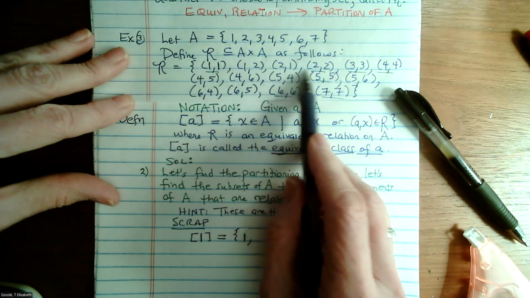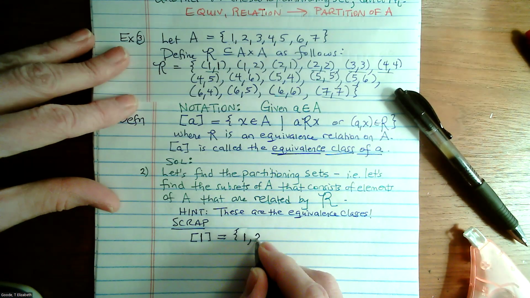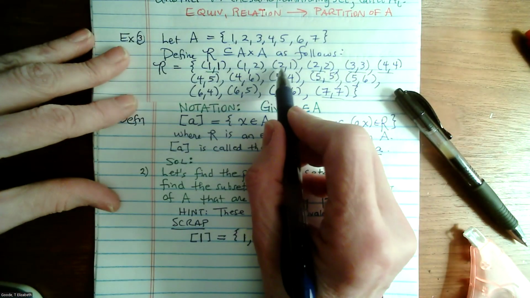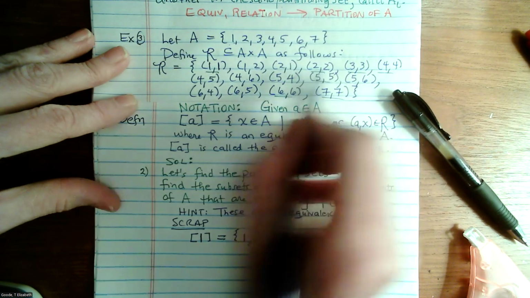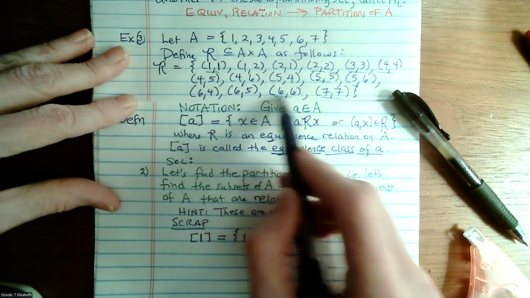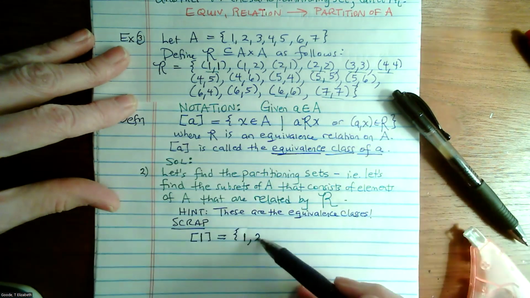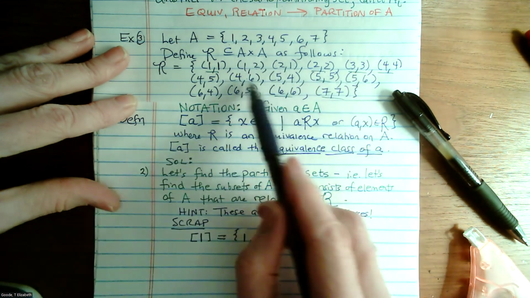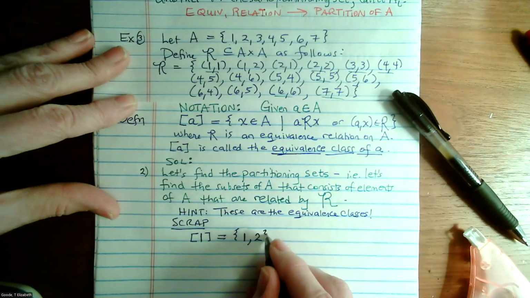Are there any other elements of A that are related to 1 from these ordered pairs? 2. 2 is related to 1. See, because we have 1, 2. And of course, because of symmetry, we have 2, 1. So 2 and 1 are related to each other. 2 is related to itself. 1 is related to itself. Are there any other elements in this equivalence relation that are related to 1 or 2 besides just 1 and 2? See any other ordered pairs that involve a 1 or a 2? Nope. So that's it. This is the equivalence class of 1.